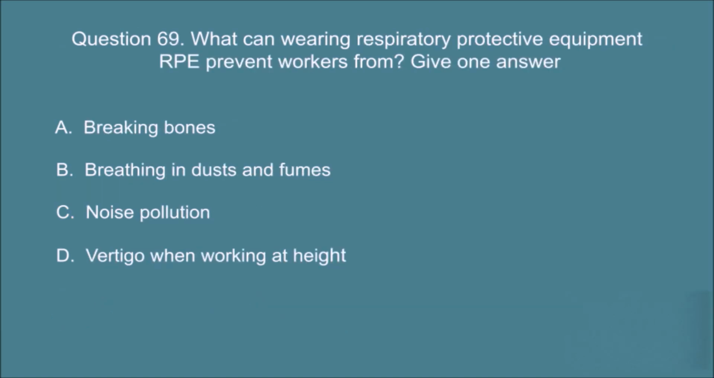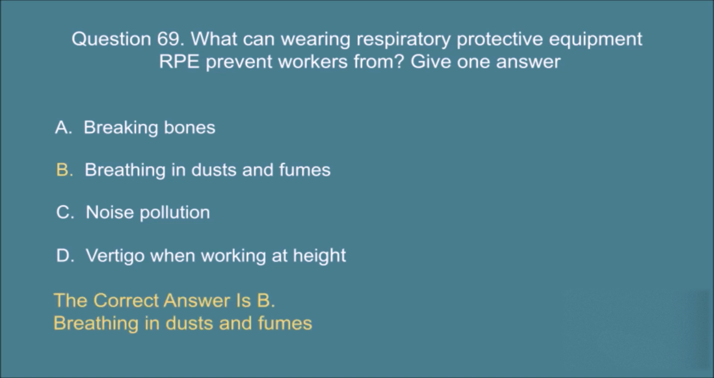Question 69. What can wearing respiratory protective equipment, RPE, prevent workers from? Give one answer. A. Breaking bones. B. Breathing in dusts and fumes. C. Noise pollution. D. Vertigo when working at height. The correct answer is B. Breathing in dusts and fumes.